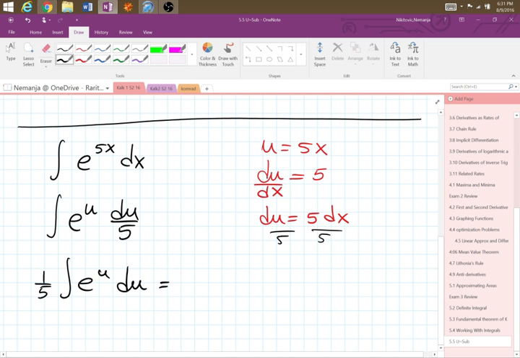I'll explain it one more time. So now the integral of e to the u is just e to the u plus c, right? I don't care about u, I care about x. So 1/5 e to the 5x plus c.